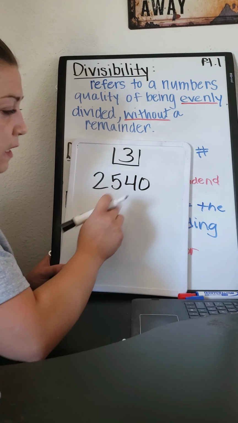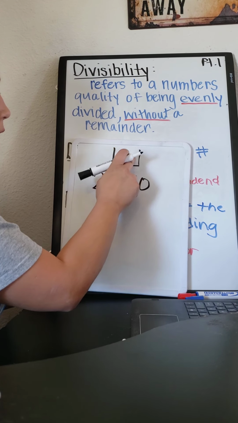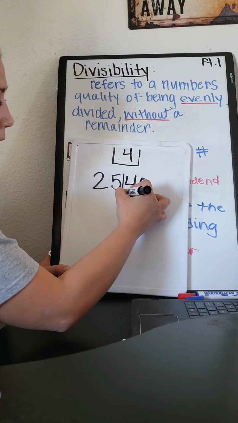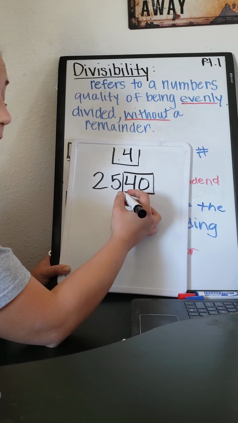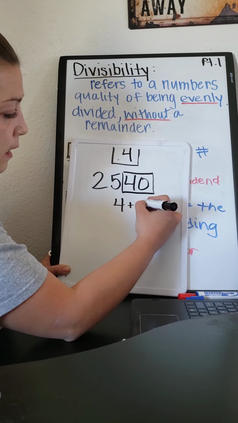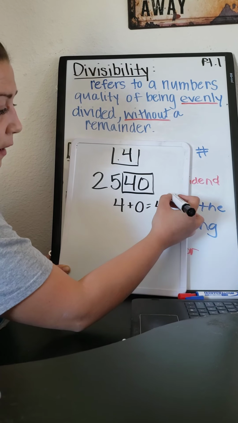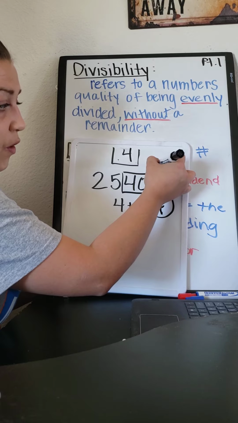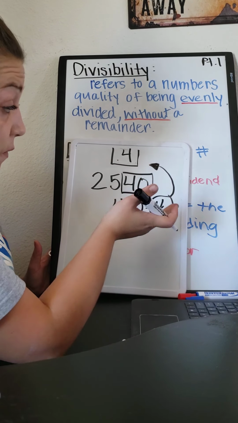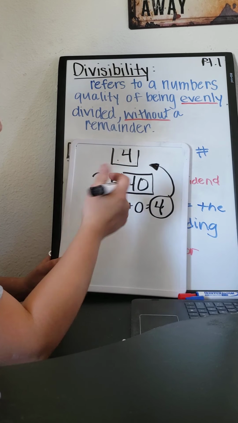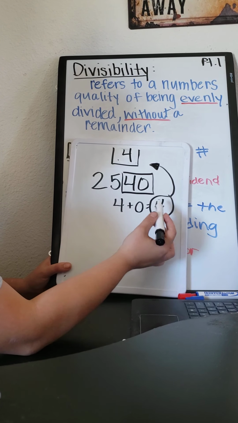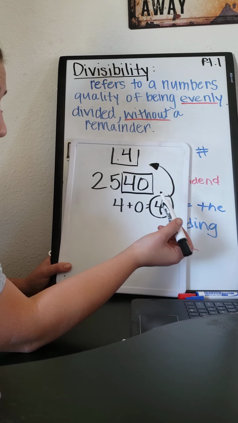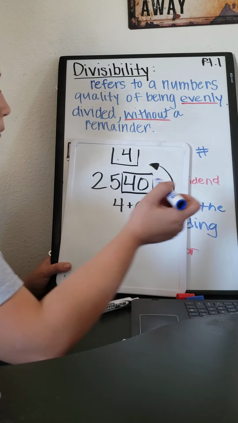So for instance, if the number is 2,540, to find out if this number is divisible by 4, what we do is we take the last two numbers, find the sum of them, which is 4 plus 0 equals 4. And if this number is divisible by 4 evenly with no remainders, it is in fact divisible by that number, and it follows the rule. So 2,540, because the last two numbers, 4 plus 0 equal 4, is evenly divided by 4. That one works. Let's try a different number.